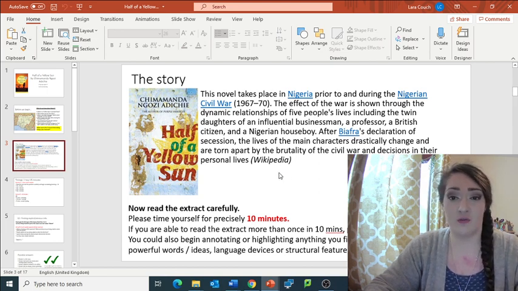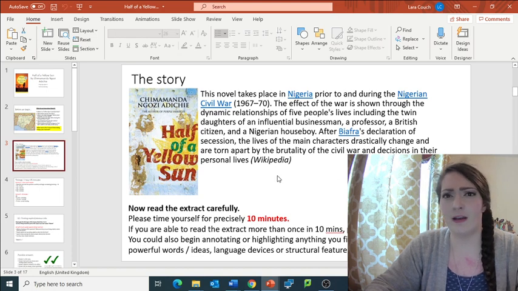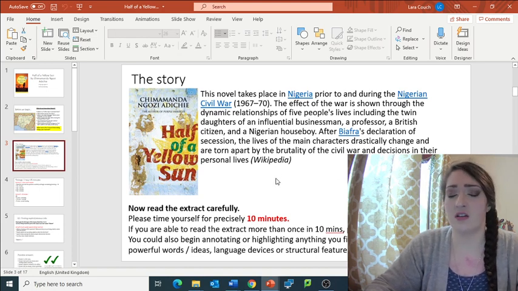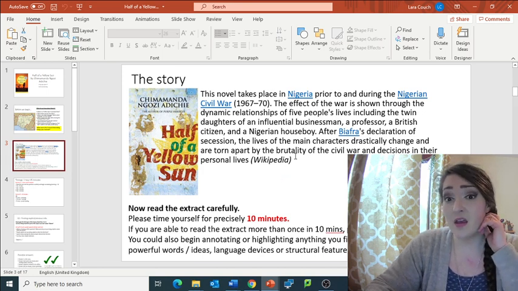The effect of the civil war is shown through the dynamic relationships of the 5 people's lives. As I said, it is a book written from 5 different perspectives. It switches between them, which is great because it gets you to see how differently people think about the same situation, how it affects them differently, and their attitudes to it. These sorts of books are really interesting.